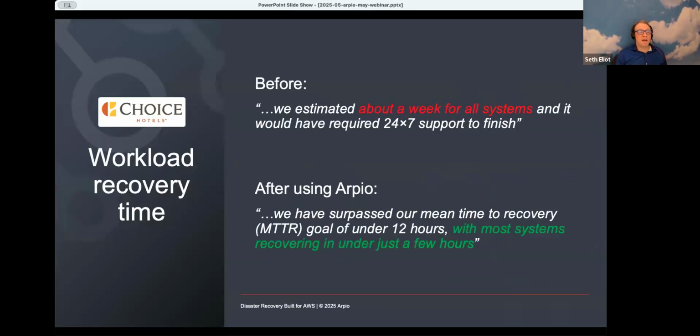Before RPO, they estimated it would take about a week for all their systems to be restored given a disaster. After using RPO, they met their goal of under 12 hours, with most systems recovering in just a few hours. They had some other unrelated stuff that they had to do that maybe made some of them take 12 hours, but under several hours. So this is what we're looking for with a disaster recovery strategy that you would love, right? We're looking for the comprehensive automation, the push button recovery, and the fast recovery with low data loss.